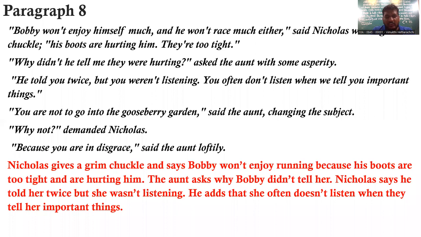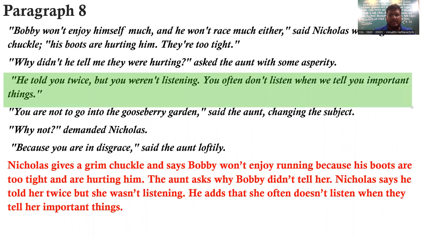He told you twice but you were not listening. You often don't listen when we tell you important things. Please highlight that quotation, my dear students. One of the most important quotations when it comes to the lesson, a very powerful quotation. Please highlight that: he told you twice. I am going to highlight that in green color, as you can see on the screen.